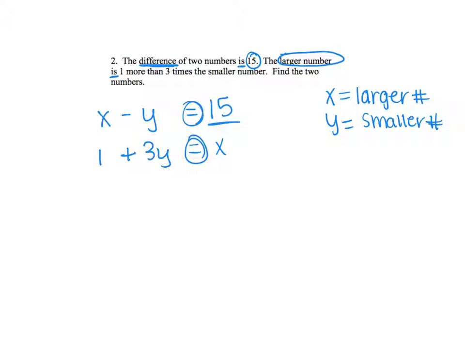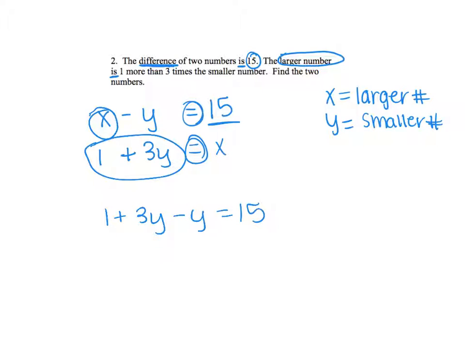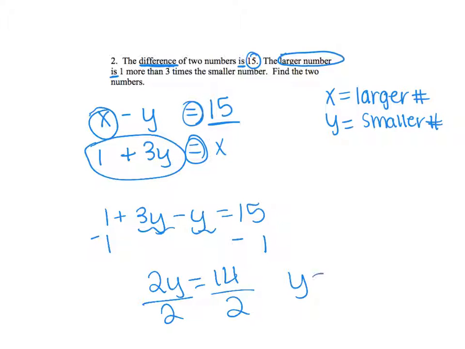Now I'm again going to use substitution here. I'm going to take this part of the equation and substitute it in for the x up here in the first equation. So 1 plus 3y minus y equals 15. Minus 1 from both sides and combine like terms at the same time to get 2y equals 14. Divide by 2, get y equals 7. From here, you guys can answer the problem and check it, and then you'll know if you got the correct solutions.